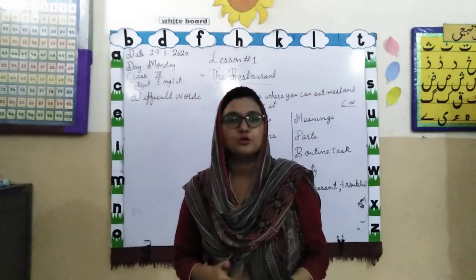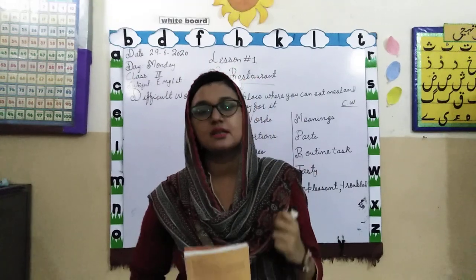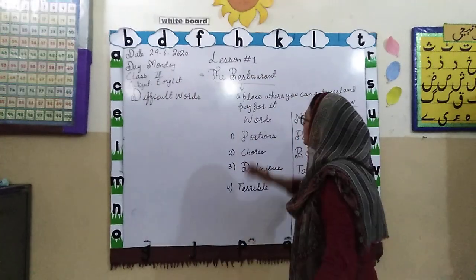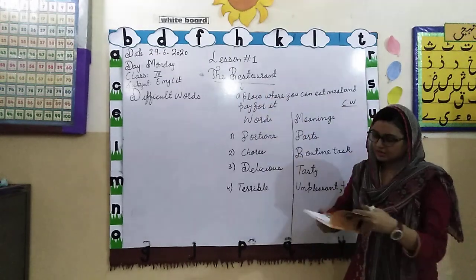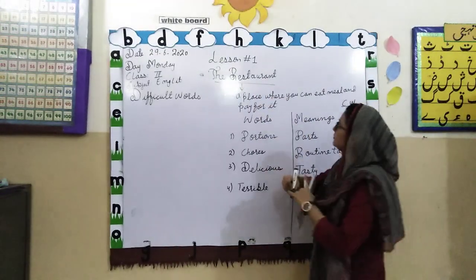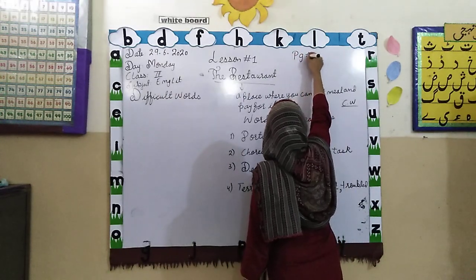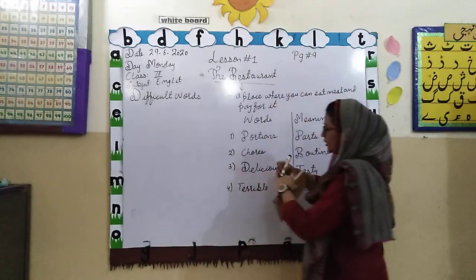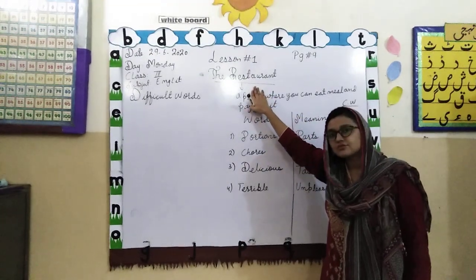Now today we are going to read the lesson Restaurant. The lesson name is The Restaurant. Just look at the board. Lesson 1, The Restaurant. The page number is 9. Okay. Now, do you have an idea what the meaning of restaurant is?